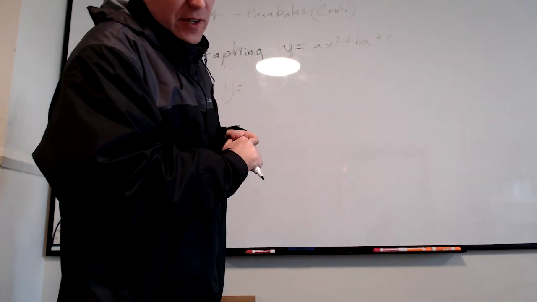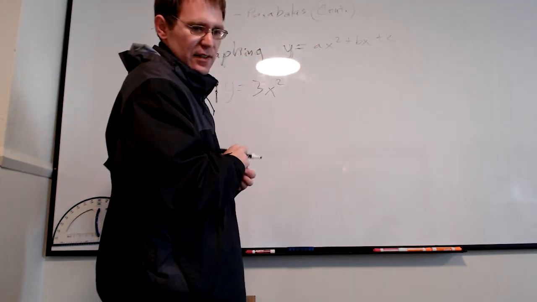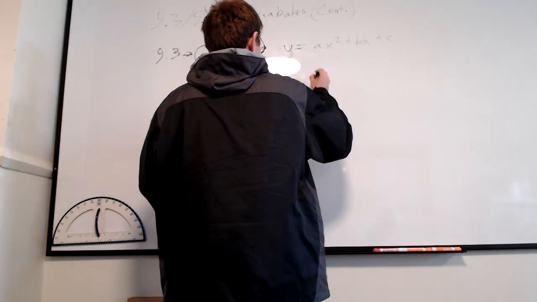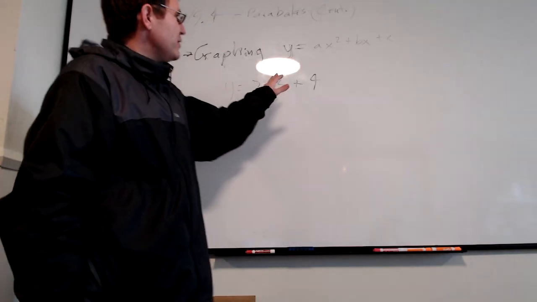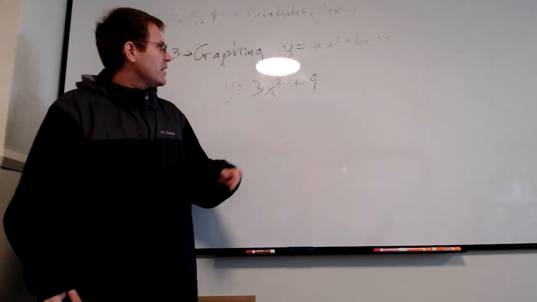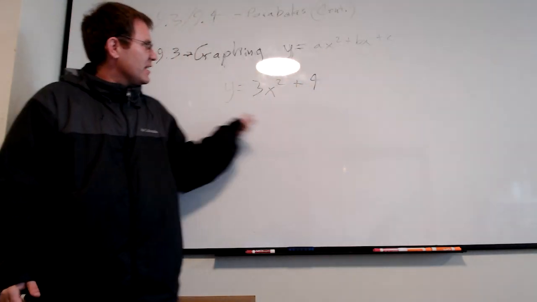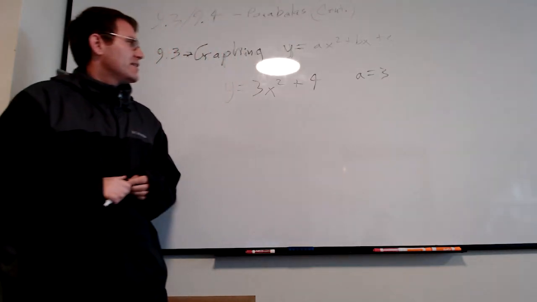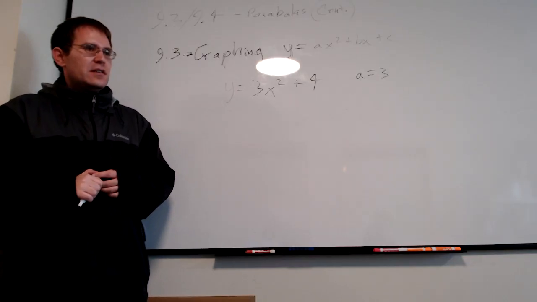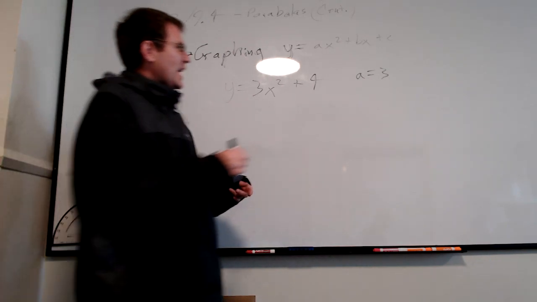Okay, so the first one I have as an example is y equals 3x squared plus 4. Now, I want us to get used to this because this is going to relate to solving later on. So, what would be A in this formula? 3. Yep, A equals 3. And what would be B? There is a B. No, there's B and C. So, B actually would be 0.